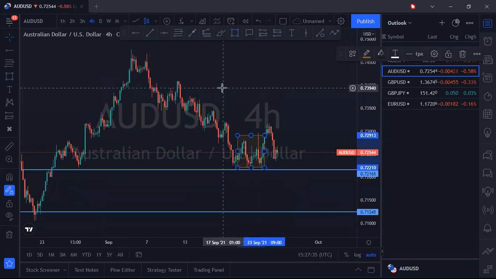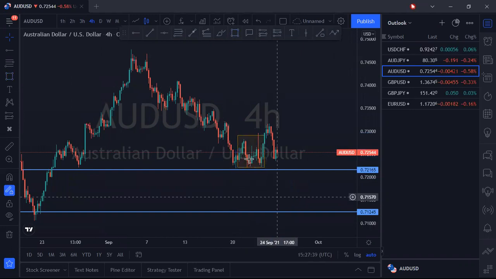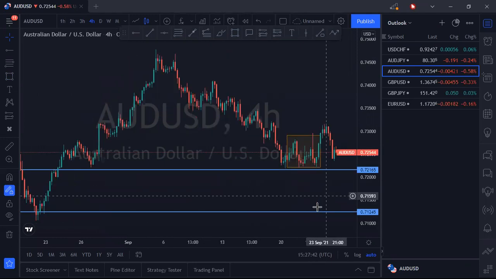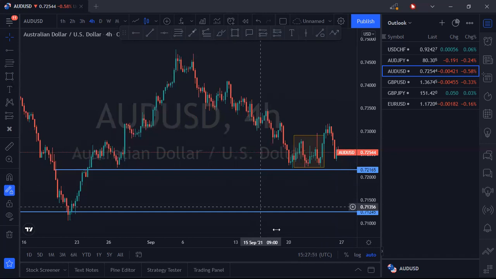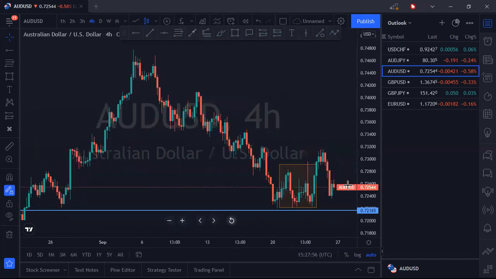I wouldn't quickly jump into the trade, because in this area market makers can easily take out these lows, move into this zone, and before they rally to the upside. So going into this week, I'll be watching how price will react here, all right, before I take a decision. Yeah, so that is it for AUD/USD. Let's look at AUD/JPY.